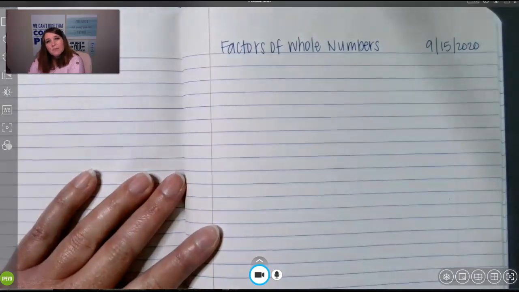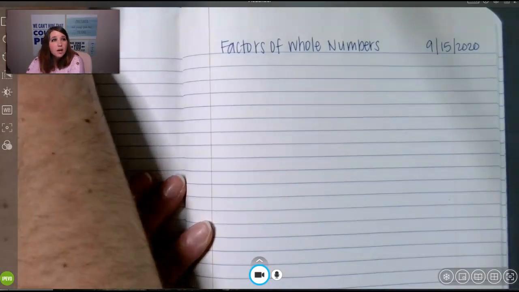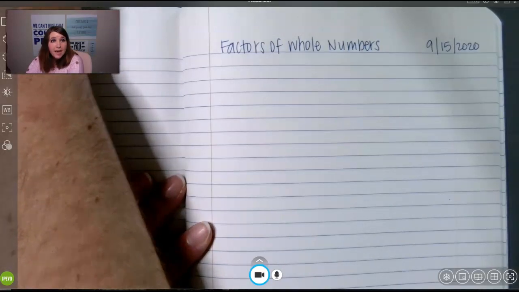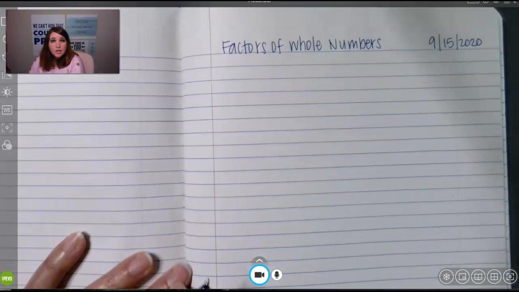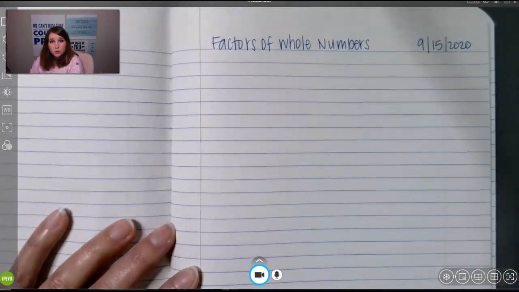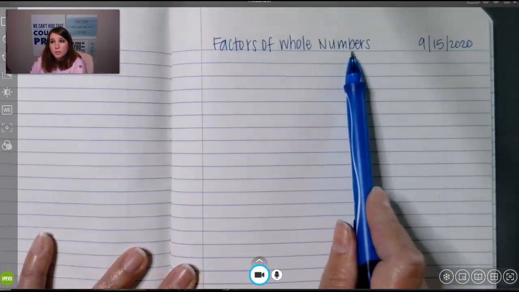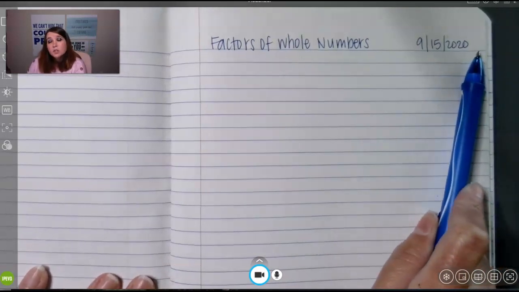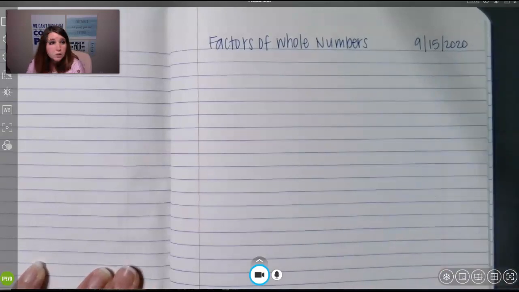Hi there, third period. Okay, so today we are going to talk about factors, and we're going to be looking at factors of whole numbers. So in your notebook, in your math journal, first write a title, Factors of Whole Numbers, and then put the date. Today is the 15th, so you're going to put September 15th of 2020.